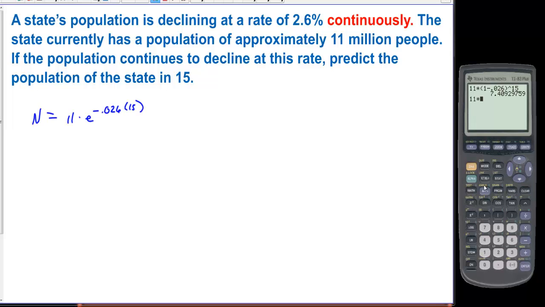We have 11 times e to the negative 0.026 times 15. And that is equal to 7.448 million people.